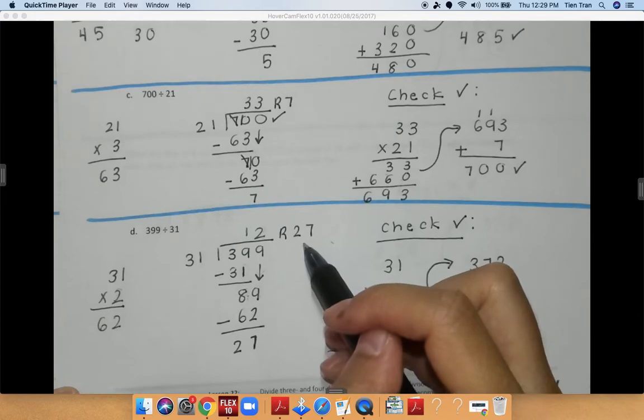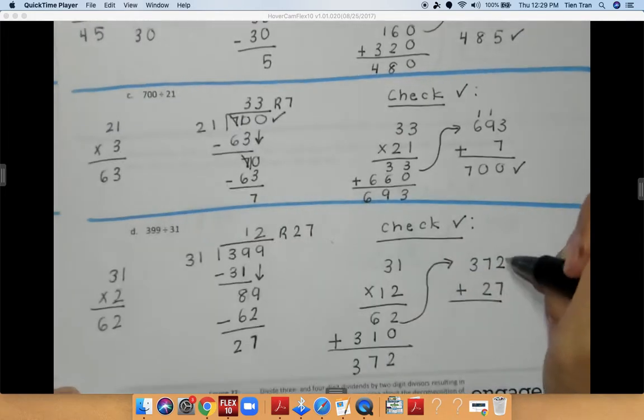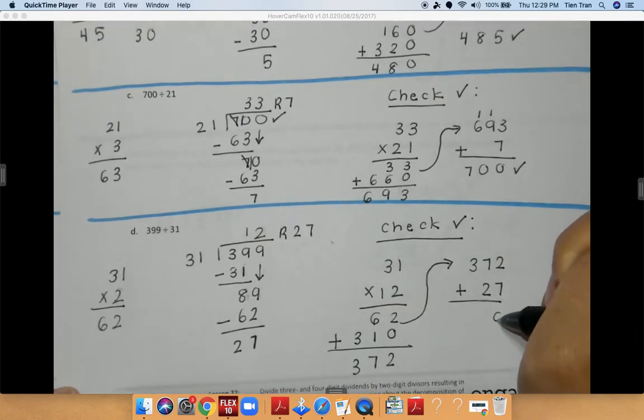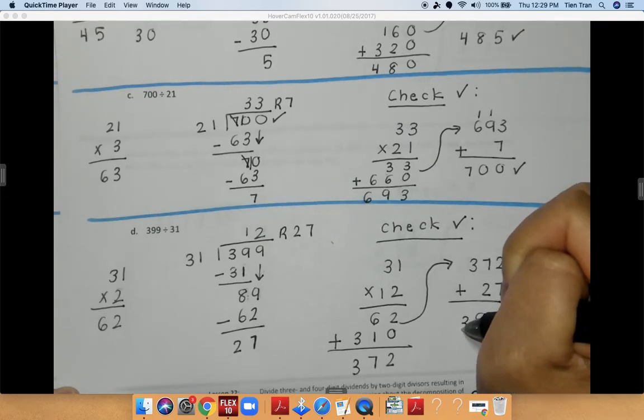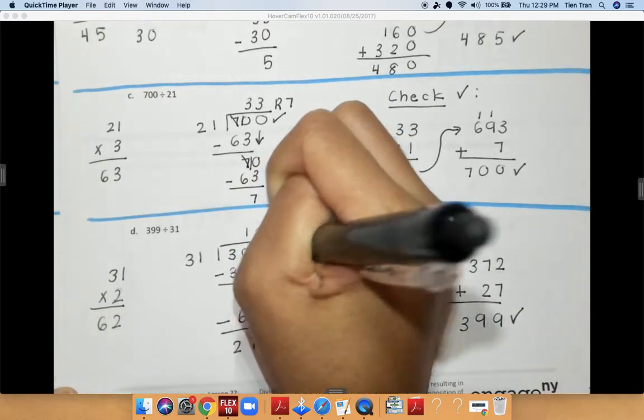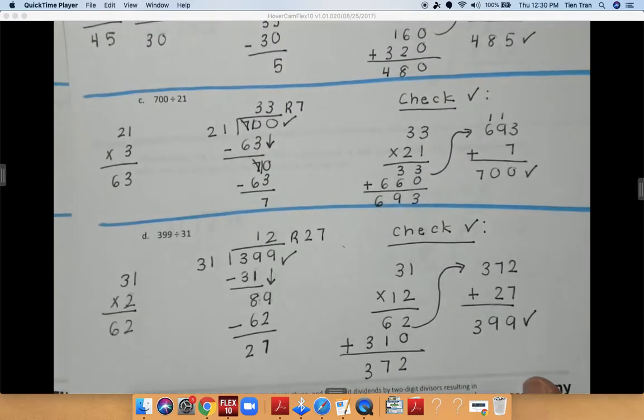Now I'm going to add my remainder, which is 27. 7 plus 2 is equal to 9. 7 plus 2 again is equal to 9. Bring down my 3. 399 is the same as my dividend, so my answer is correct.